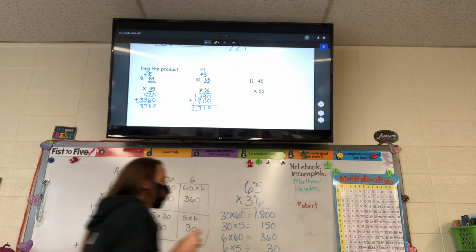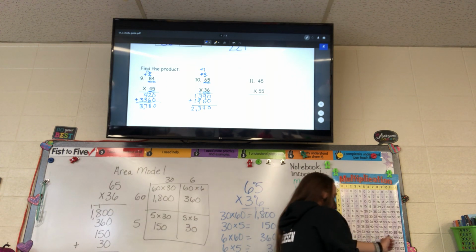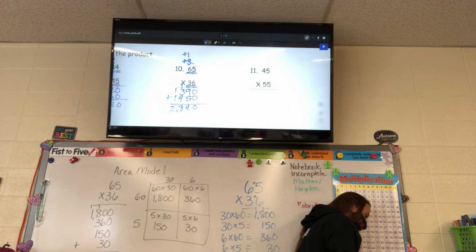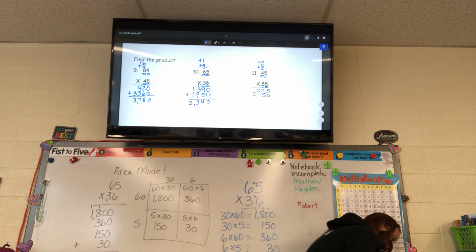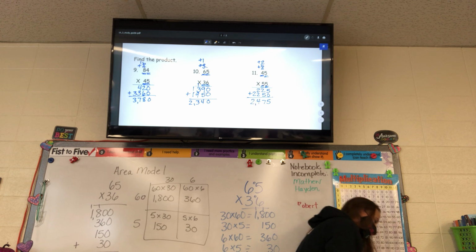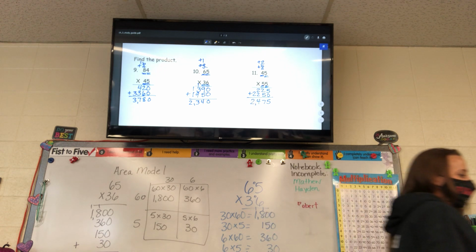Okay, so there is the area model on partial products for number 10. Number 11, if you're doing regrouping, 5 times 5 is 25. Put down the 5, carry the 2. 5 times 4 is 20, plus 2 is 22. Cross out the 2, 0 placeholder. 5 times 5 is 25. Put down the 5, carry a 2. 5 times 4 is 20, plus 2 more is 22. Add those together. You will get 2,475.